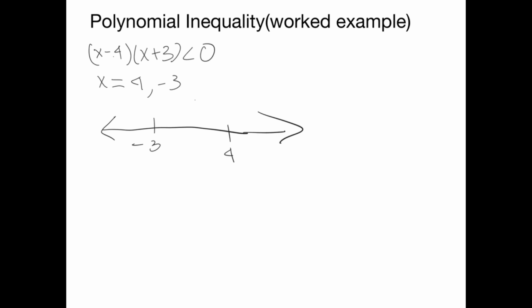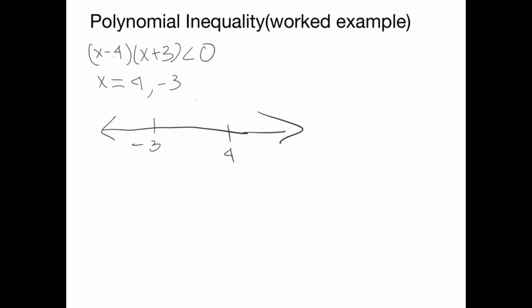So now you pick a number that is less than negative 3, so we'll just take negative 4, and you're going to determine if that makes the function positive or negative. And if it's negative, that's going to be an interval that will be included in our answer because it says less than 0 for the function. So let's do negative 4.